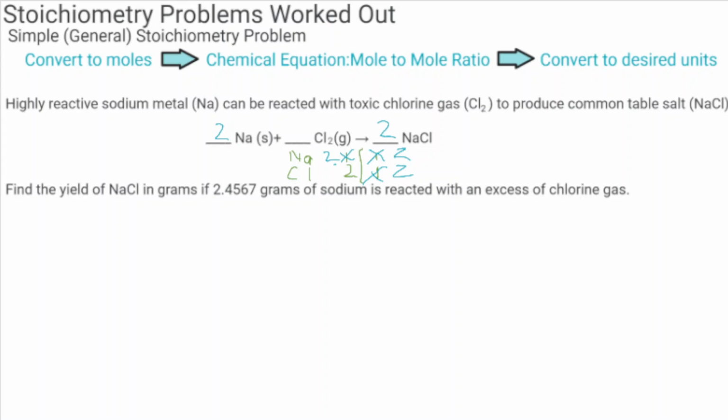So the variable that we're given is that we have 2.4567 grams of sodium. And the thing that we're looking for is we want to find the yield of sodium chloride in grams. So we want to find the grams of sodium chloride. So just like last time, I want us to start off with the variable that we were given. And so we're going to say we have 2.4567 grams of sodium.